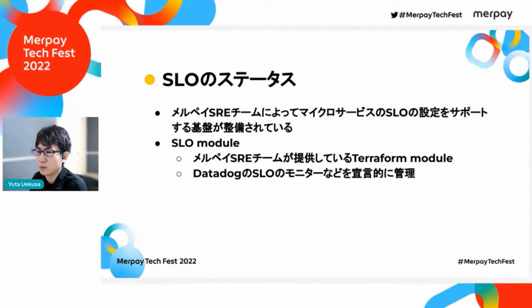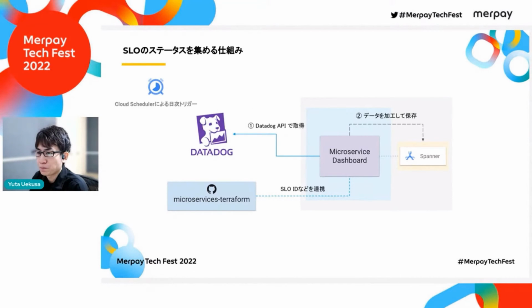Here is a diagram of the mechanism for collecting SLO status. The SLO module file is placed in the microservice Terraform, and when a resource is created in Datadog, the ID of that resource is linked to the microservice dashboard in PubSub. The microservice dashboard uses the ID of that resource to retrieve the SLO status from the Datadog API once a day and store it in the database.